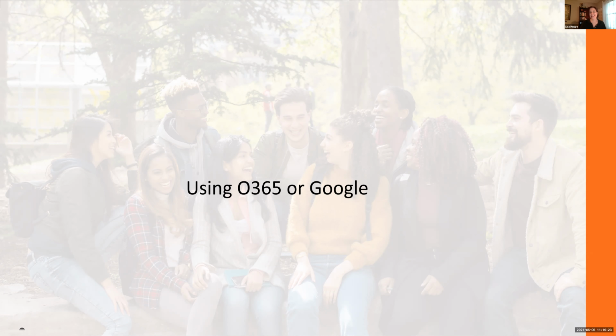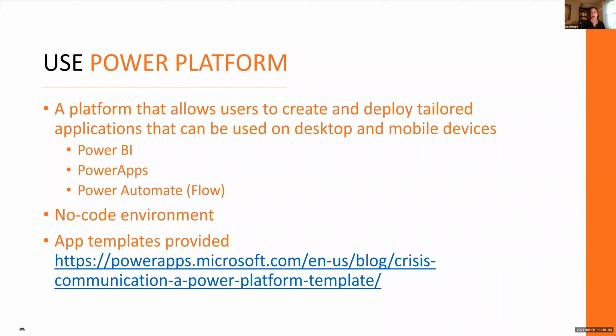Next we're going to discuss using tools that you may already have on campus to create forms for tracking vaccinations. So many campuses use O365 or Google, and you can make forms for capturing vaccination information using these tools. The Microsoft Power Platform allows users to create and deploy tailored applications that can be used for desktop and mobile devices. Microsoft released an app template for this crisis communication that you can use as a starting point if you are trying to do a do-it-yourself approach for this type of development.